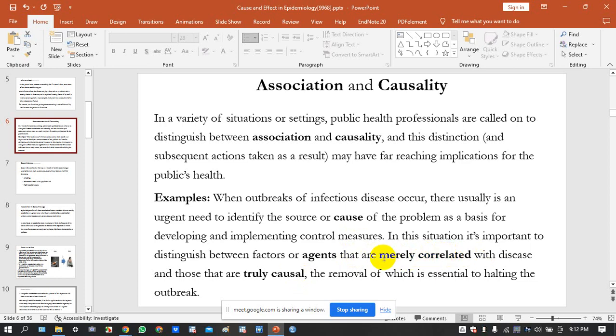So whenever you see there are some risk factors that are just associated with diseases, and there are other risk factors that are truly the cause of the disease. So we have to be very, very sure about it. For instance, we can say that for those people with HIV, fungal infections are associated with HIV, but they are not the actual cause of the HIV.